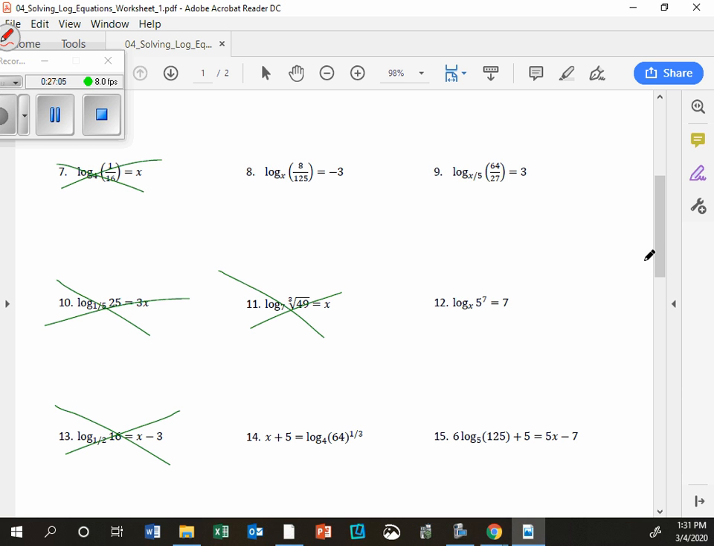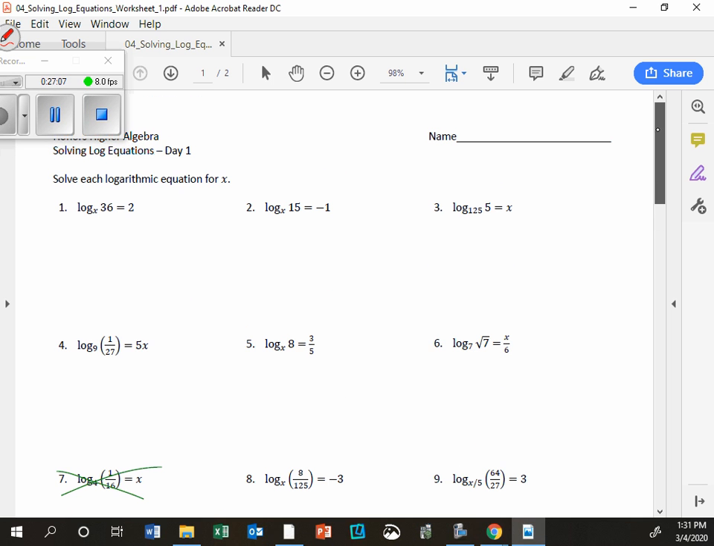Number 1. Rewrite x to the second equals 36. And this is a smart kid trap. And I was the smart kid first hour. Guess what I did wrong. You remember? Absolute value.